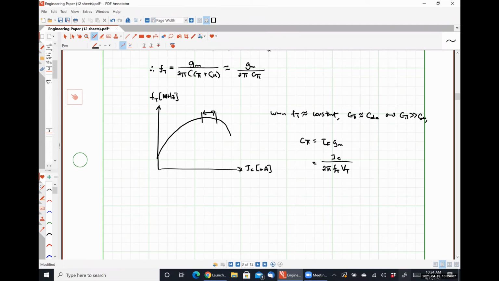Okay, so let's see, we have 15 minutes left. All right, I'm going to skip that example problem. We're going to move to MOSFETs.